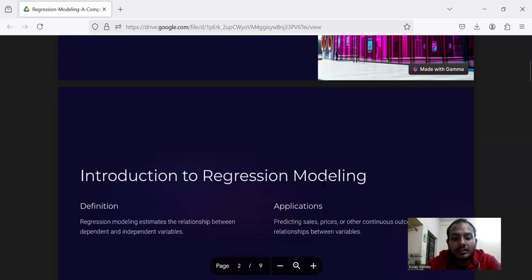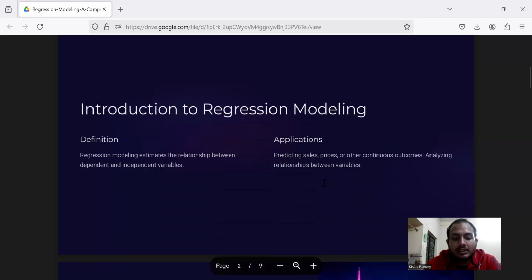Let's begin with the basics. Regression modeling is a statistical technique used to estimate the relationship between a dependent variable, often called the outcome, and one or more independent variables, also called predictors. It's widely applied in fields such as sales forecasting, price predictions, and analyzing relationships between variables, making it a cornerstone in data analysis and machine learning.